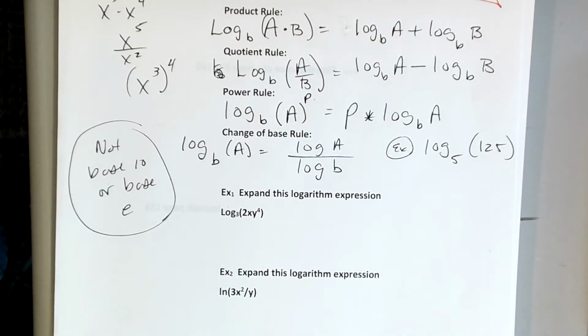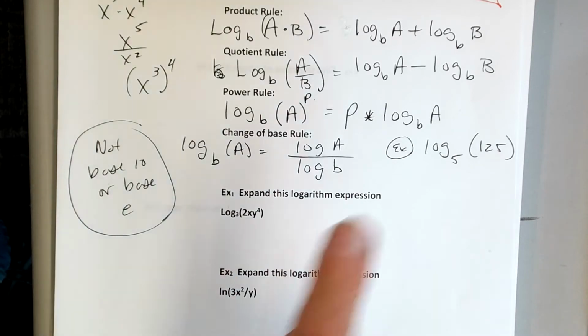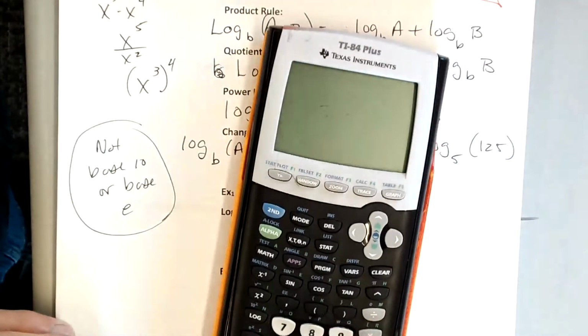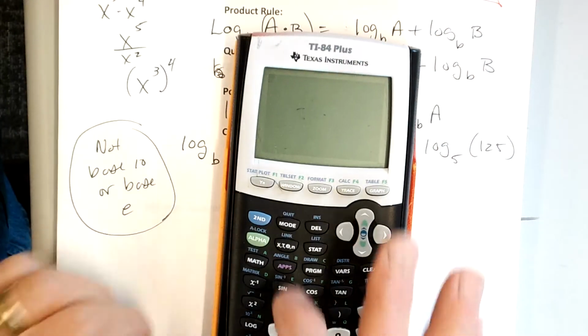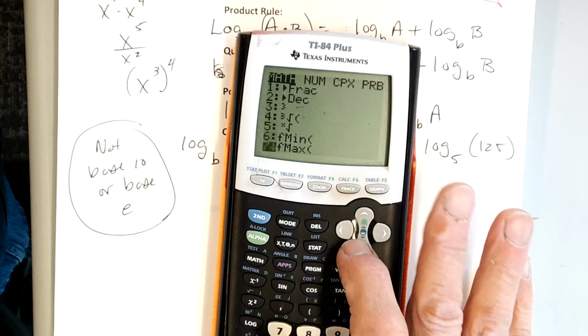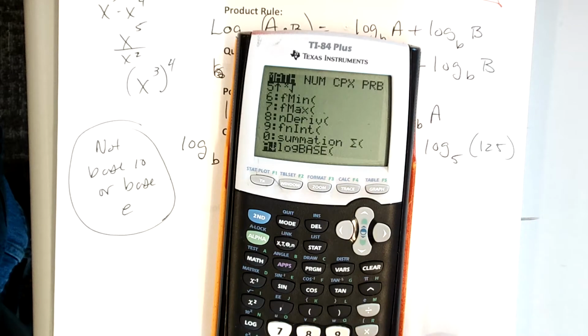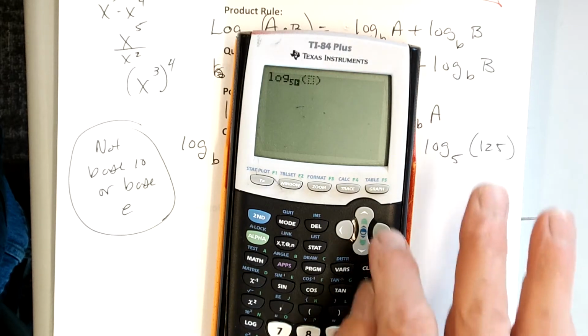I know the answer is 3. Everybody okay if the answer is 3? We did this as our warm-up. So I can go to my fancy calculator, and I can go straight to log base 5 of 125. Boom.